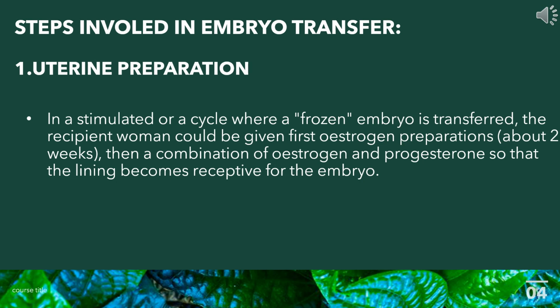Steps involved in embryo transfer. Uterine preparation. It is stimulated or a cycle where a frozen embryo is transferred. The recipient woman could be given first an estrogen preparation for about 2 weeks, then a combination of estrogen and progesterone so that the lining becomes receptive to the embryo.